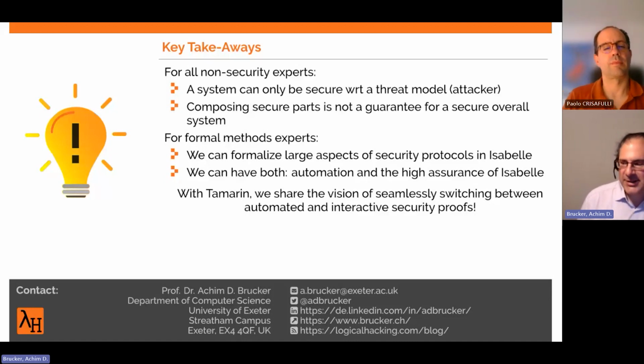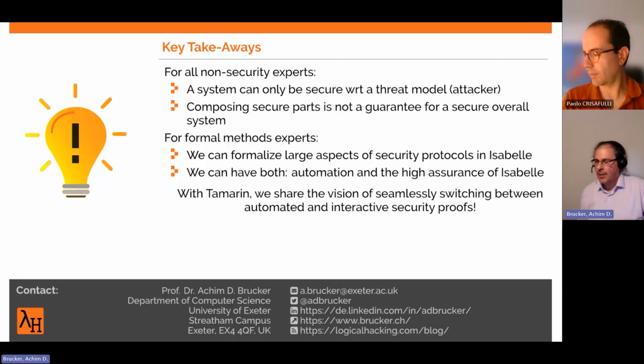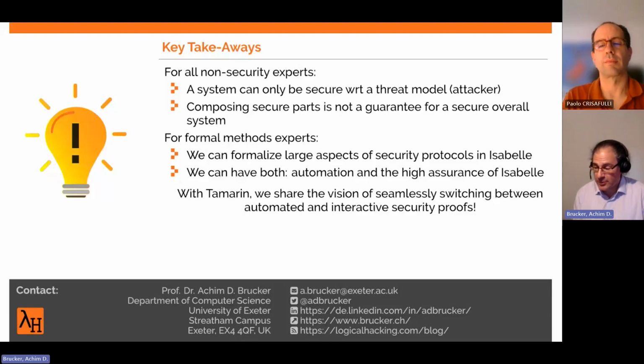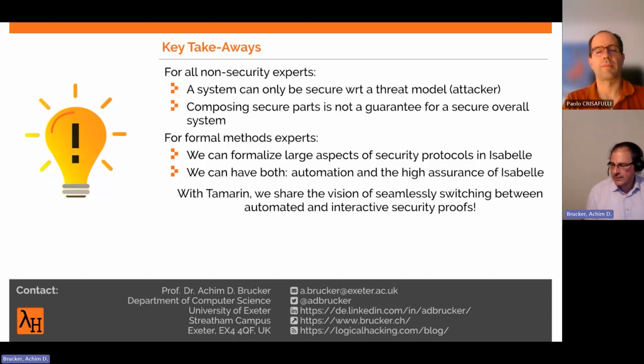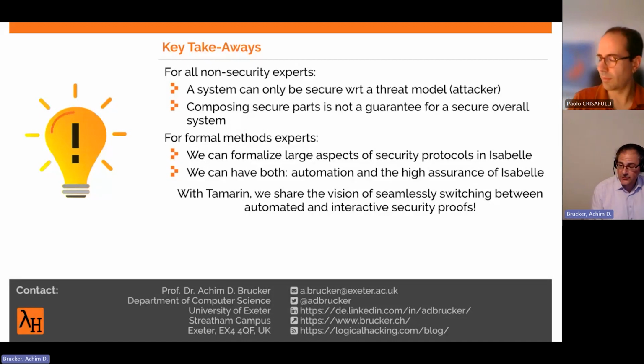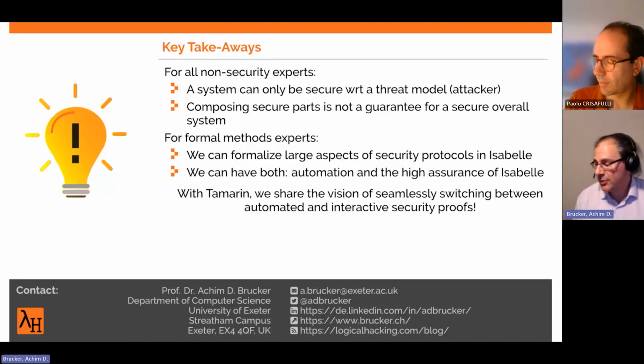There is still an additional security analysis required. For the formal methods experts, the key takeaway is we can formalize large aspects of security protocols in Isabelle, and we can have both a high degree of automation and the high assurance that Isabelle gives. And the one system that shares the vision of switching between automated and security proofs, and that is also very successfully used in the wide area of security protocol analysis, is Tamarin, which is developed at ETH Zurich.